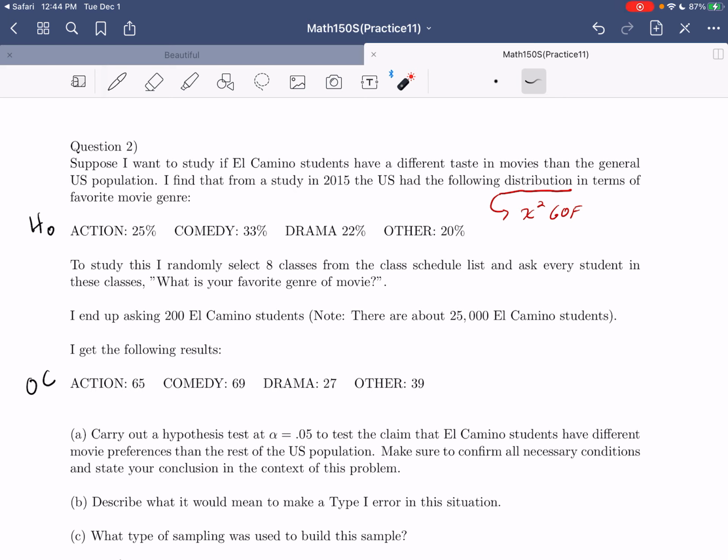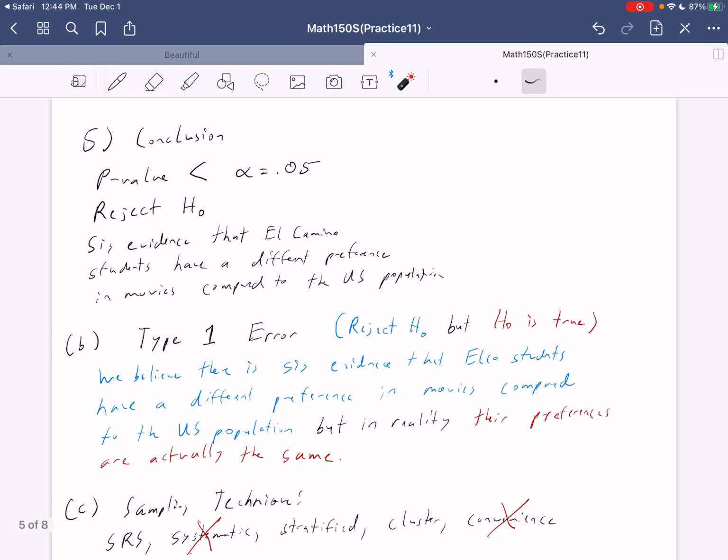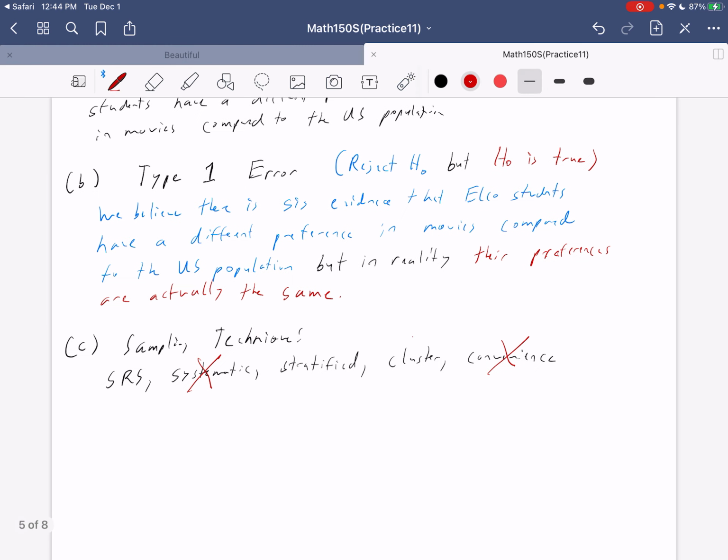So remember, whenever the number of selections doesn't match up with the sample size, so we selected 8 classes and ended up with 200 students, that means this is a cluster sample, because each time we picked a class, we took every student in that class, in that cluster. So this right here would be a cluster sample. And the clusters were the classes. So we picked 8 classes, and then each of those classes had maybe 20, 30 some students in it, so we ended up with our 200 students.